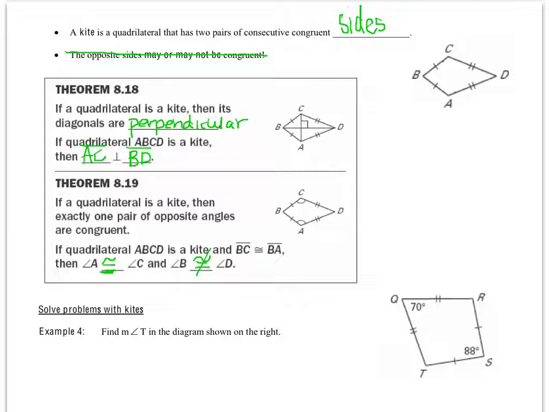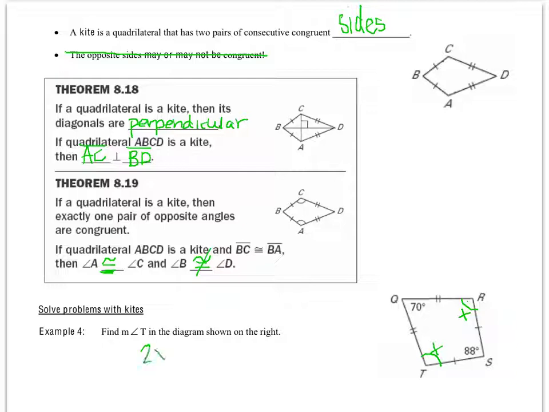So in my diagram, it says find the measure of angle T in the diagram shown at the right. I should say in example 4. So looking at it, it's a kite. I need to identify my two congruent angles. It's those two. I want to find angle T, so that's my unknown. Well, I know angle R is exactly the same. And since it's a quadrilateral, those four angles are going to add up to 360.